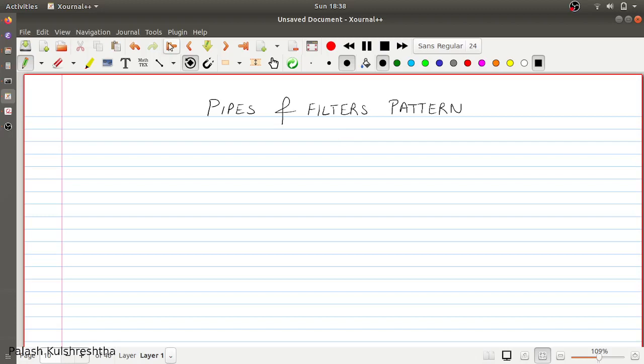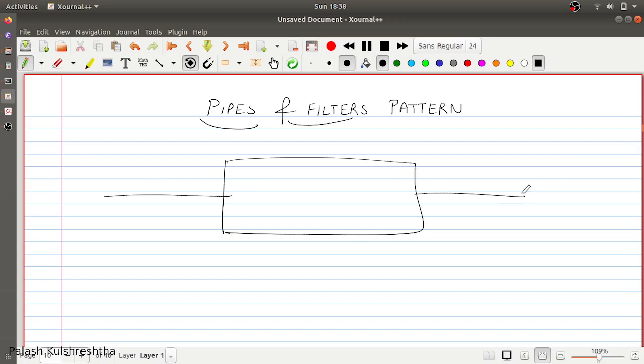Hi friends, today we are going to discuss another design pattern called the pipes and filter pattern. The premise of this pattern is very simple. Let's say you want to do a particular task which is being done by a single application, and this task may consist of subtasks like A, B, C and D, right?